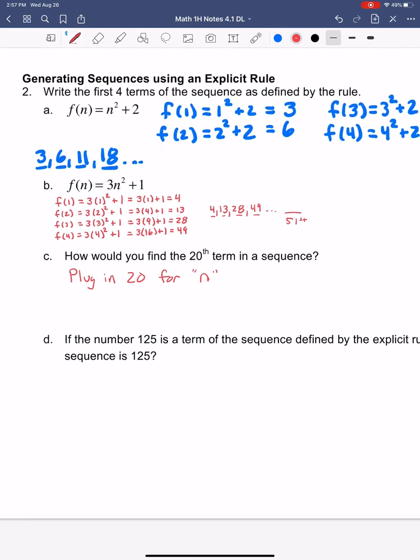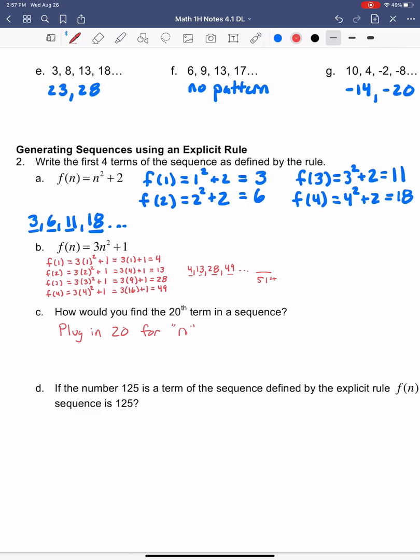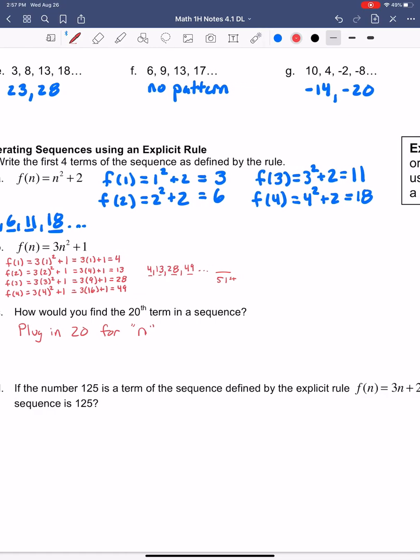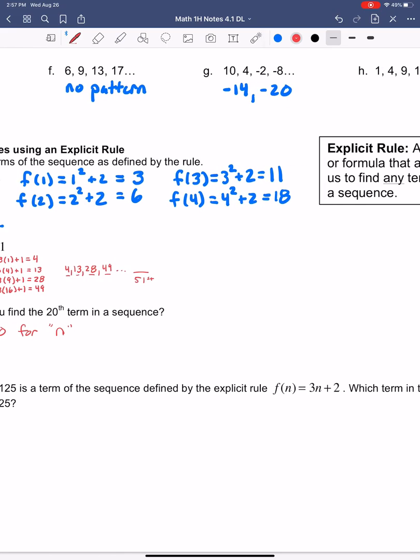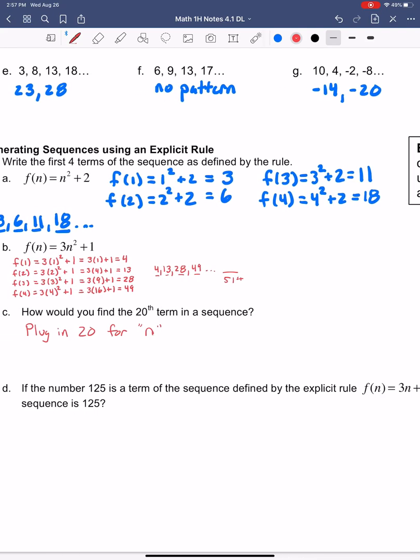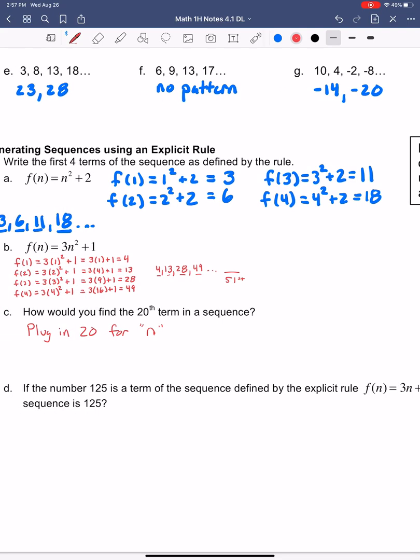Okay, let's scroll down to letter D. It says, if the number 125 is a term of a sequence defined by this rule, which term in the sequence is 125? So for this one, it's asking me which term this is. So basically, they're asking me this question backwards. We have these terms in our sequence, so I'm just going to put these blank spaces here. And then somewhere along this, we have 125, right? And it wants to know, what number is this in the list? So we're kind of working backwards here a little bit.